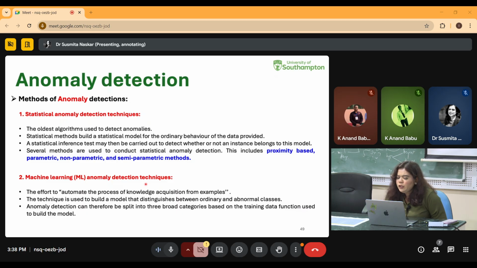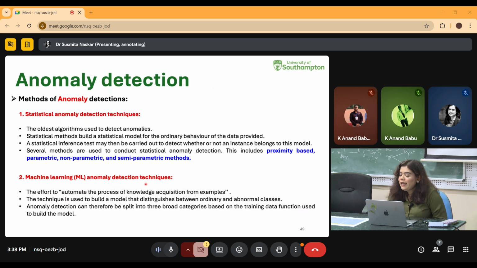And these methods actually automate the process of learning from the data. Instead of relying purely on statistics, we train a model to distinguish between normal and abnormal behavior. So ML-based techniques can be split into several categories, based on how the data can be trained.